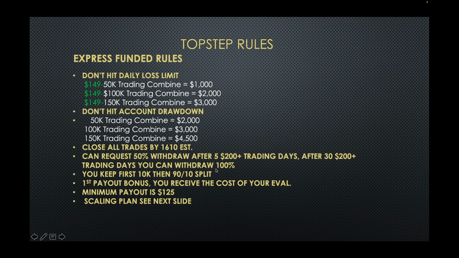So bare minimum, you trade for 5 days, you make that $200 each day. So you're at $1,000. If you wanted to, you can withdraw up to 50%, so you can withdraw $500. The only problem with that is, instead of having a $2,000 drawdown, whenever you withdraw, whatever money you have left in that account becomes your drawdown. If you reach this $2,000 drawdown, it locks it in at $2,000.